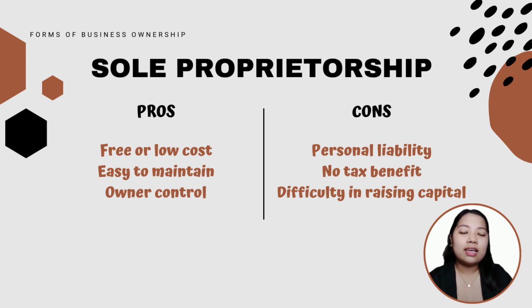Second is that it has no tax benefit. Because sole proprietorships are linked to the owner as an individual, all taxes are considered a pass-through entity. This means that you must declare any income or losses accrued by the business on your personal tax return. And you also have to pay self-employment taxes to cover your contributions to Social Security and PhilHealth.